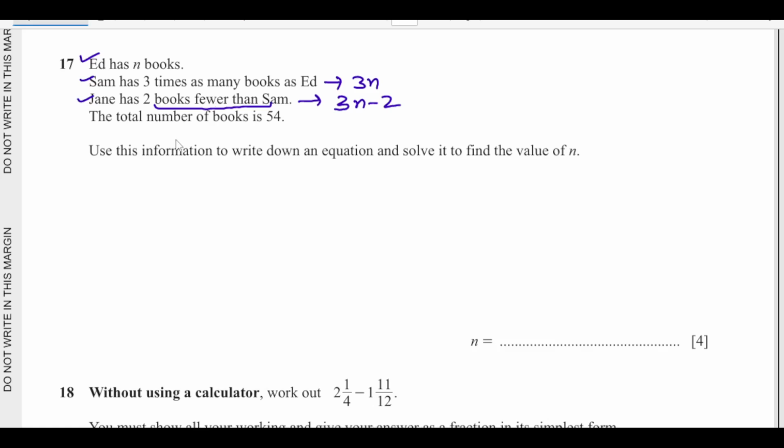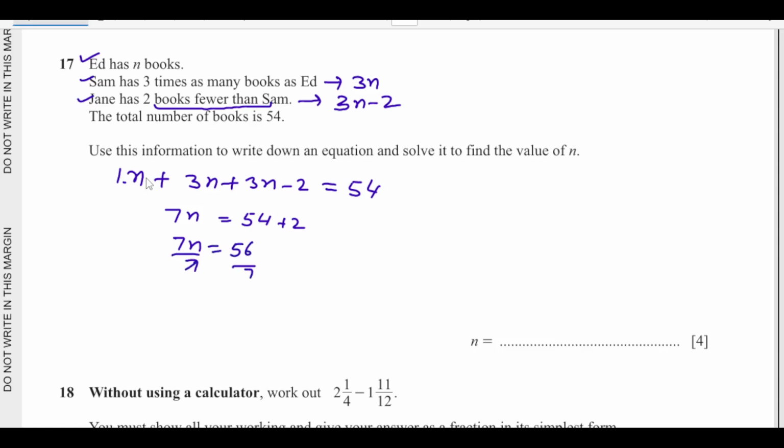So the total number of books is 54. We are going to add all these 3: n plus 3n plus 3n minus 2, and this is equal to 54, right? So 3 plus 3 is 6, and 1 here, that is 7n. 7n equals 54 plus 2, that is 56. 7n is 56. Divide by 7, divide by 7. So n is 8, right?